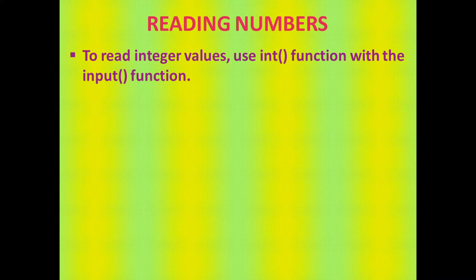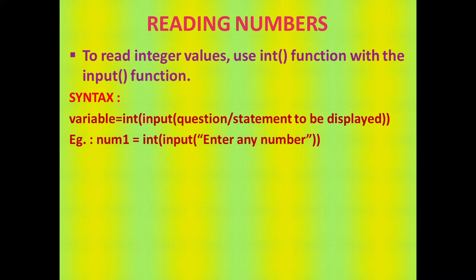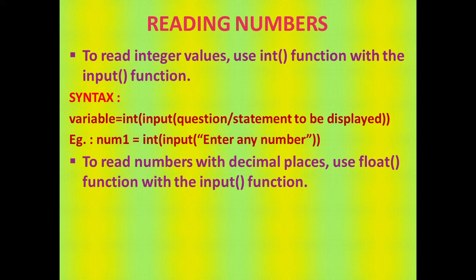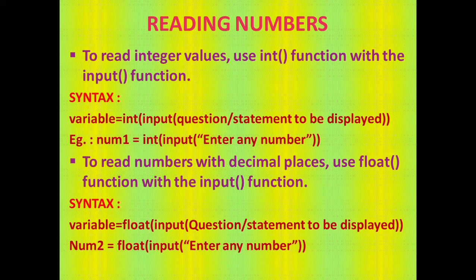Then how can we read numbers in Python? Simple, just use the word int. So same syntax with the word int. See the example, num1 equal to int of input of enter any number. Whatever number we are giving will be considered as an integer and it gets stored in the variable called num1 in this example. To read numbers with decimal places, that is floating point numbers, we have to give the word float. See the example, num2 equal to float of input of enter any number. Whatever number is given will be considered as a float number and it gets stored in the variable.